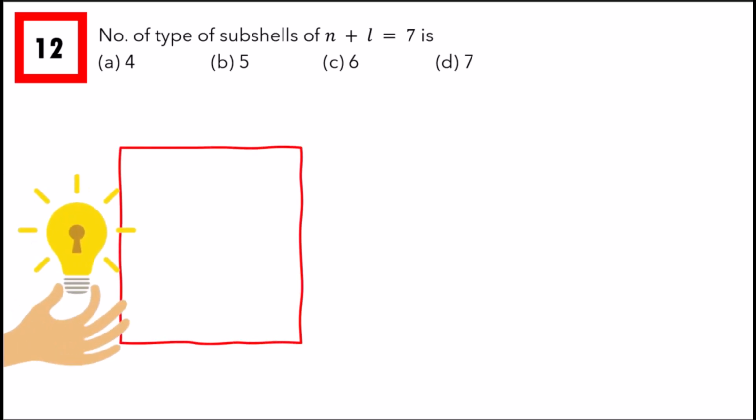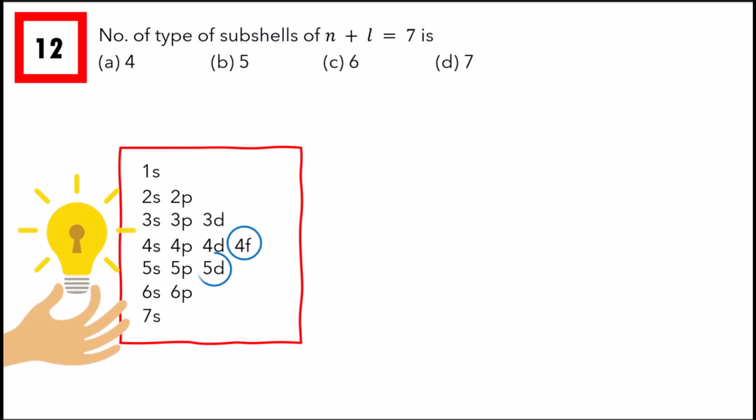So for that, look at the arrangement of these orbitals. As per the Aufbau, Pauli and Hund's rule, these orbitals are arranged. And now the condition given in the question, as per it, these circled orbitals show the value 7. For example, in the 4f orbital, n is equal to 4 since it belongs to the fourth shell. And for the f orbital, the value of l is equal to 3. So 4 plus 3 equals 7, and the correct answer is 4.